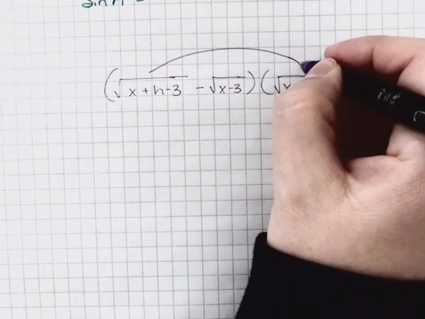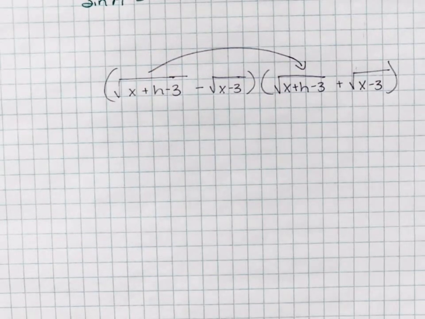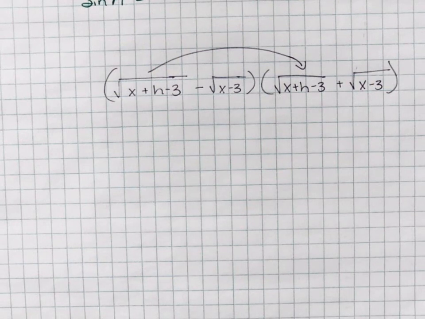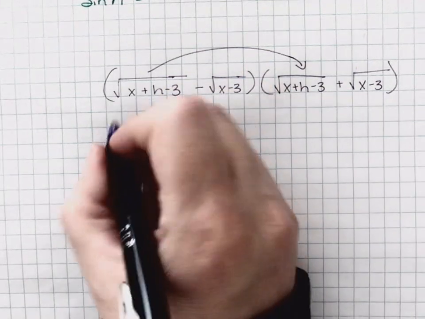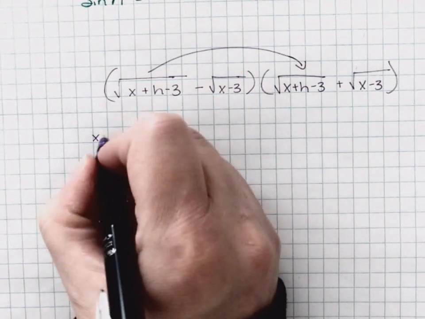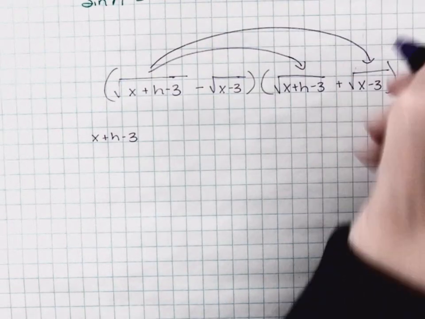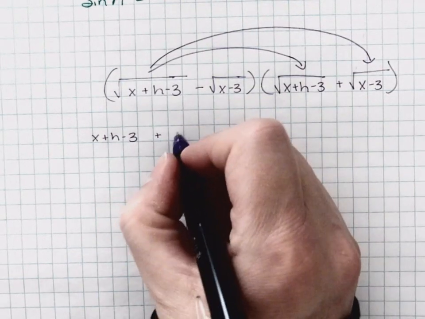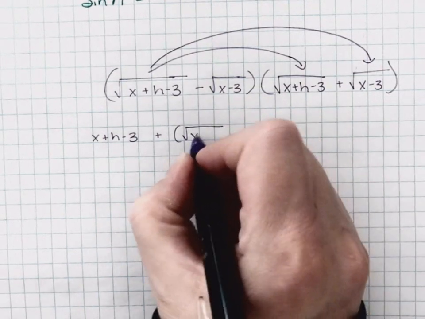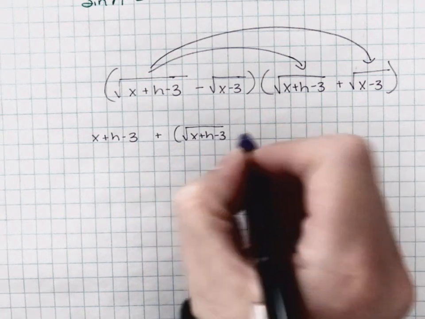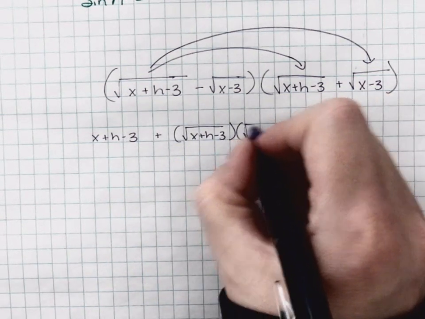This times itself is just saying that you square it, right? So what happens when you have a root sign over it? The roots cancel each other out. So we're left with x plus h minus 3. And then I'm just going to leave them as radicals. Not even going to worry too much about it.